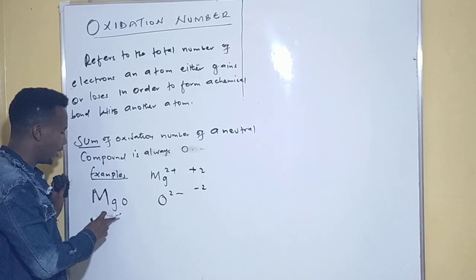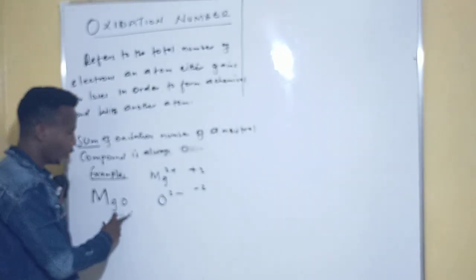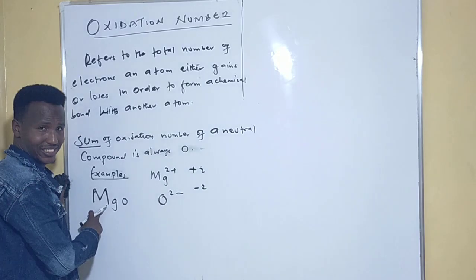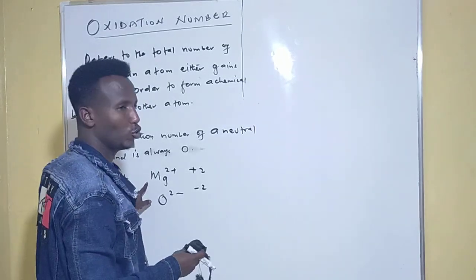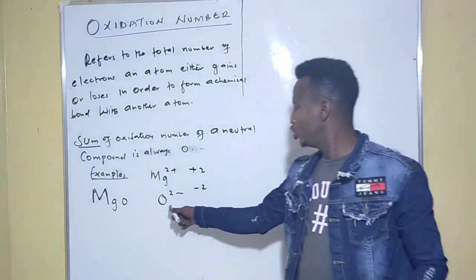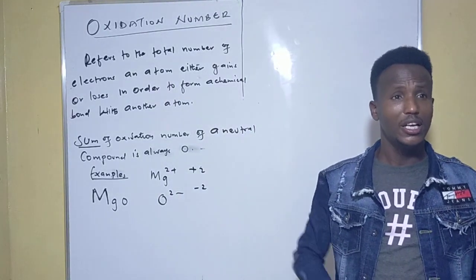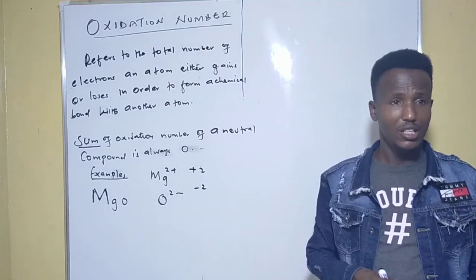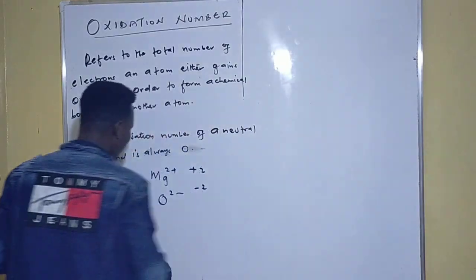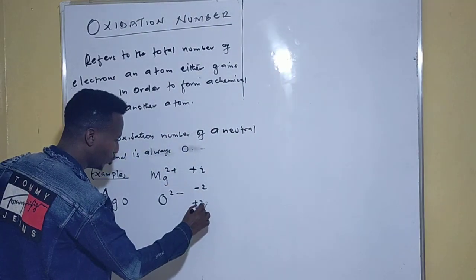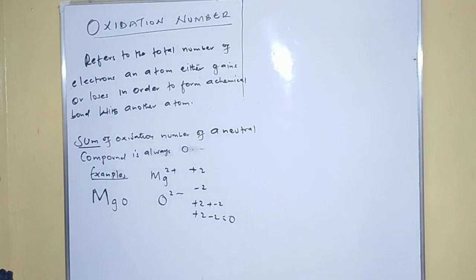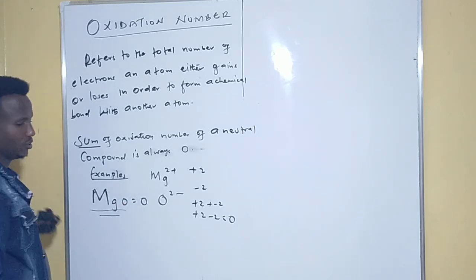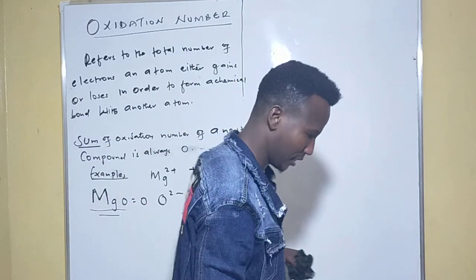So now let's see that. We have MgO. MgO is a combination of magnesium and oxygen, which forms a compound, is it? Then we know that the magnesium ion is written as Mg2+, because magnesium is group 2, as I've said. Oxygen is group 6, and group 6, how do they form their ion? They form their ion by gaining two electrons, okay? Now, if you add these two, plus 2 plus minus 2 mathematically, it will be plus 2 minus 2, which results in 0. So this is a good example of a neutral compound, and its oxidation number sum is 0. Understand that, okay?